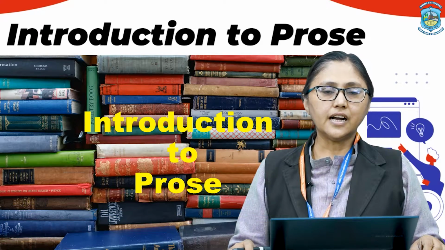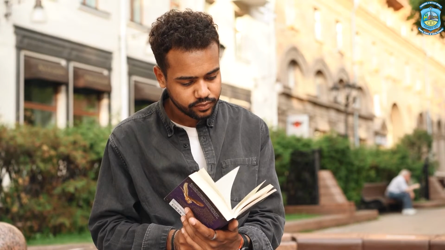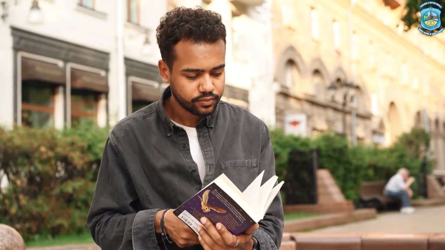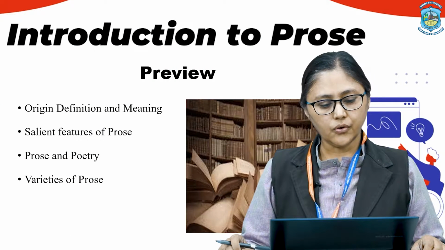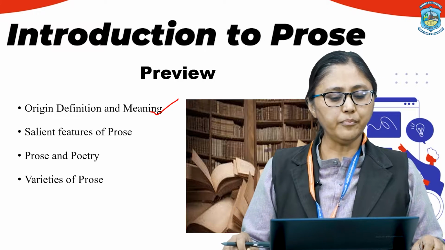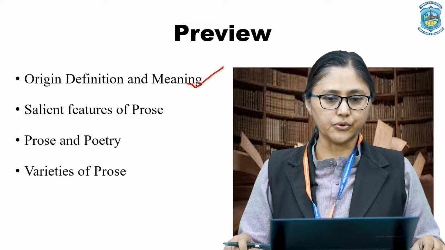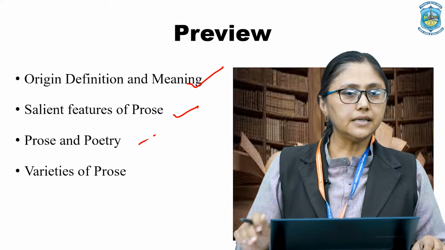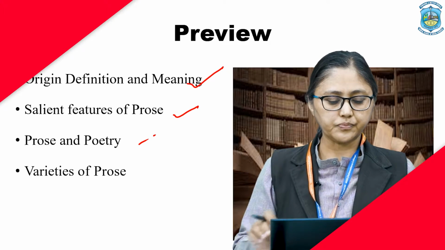You all know that there are 4 genres of English literature: drama, poetry, prose, fiction. In today's session, we are going to focus on prose. We shall discuss origin, definition and meaning of prose. We will also discuss salient features of prose. We will compare prose with poetry, and finally, we will discuss varieties of prose.